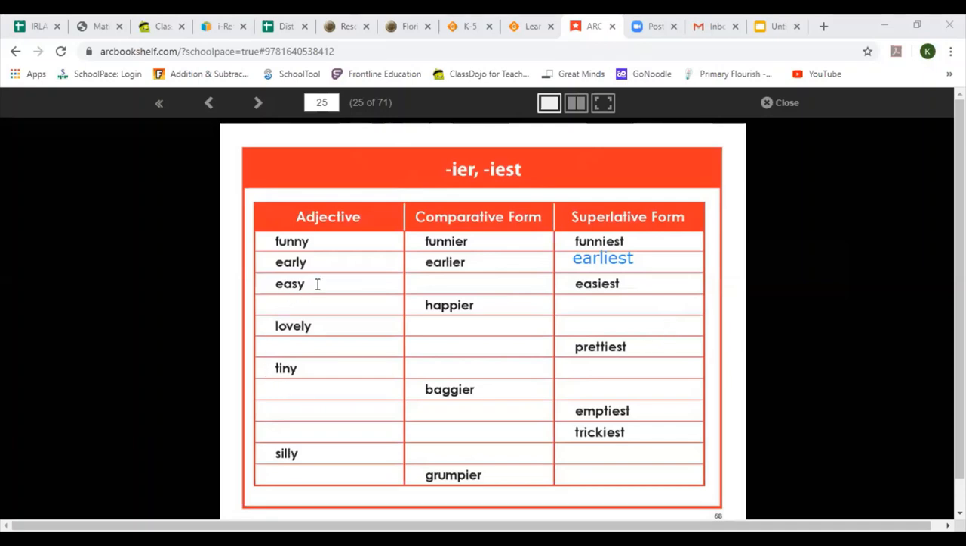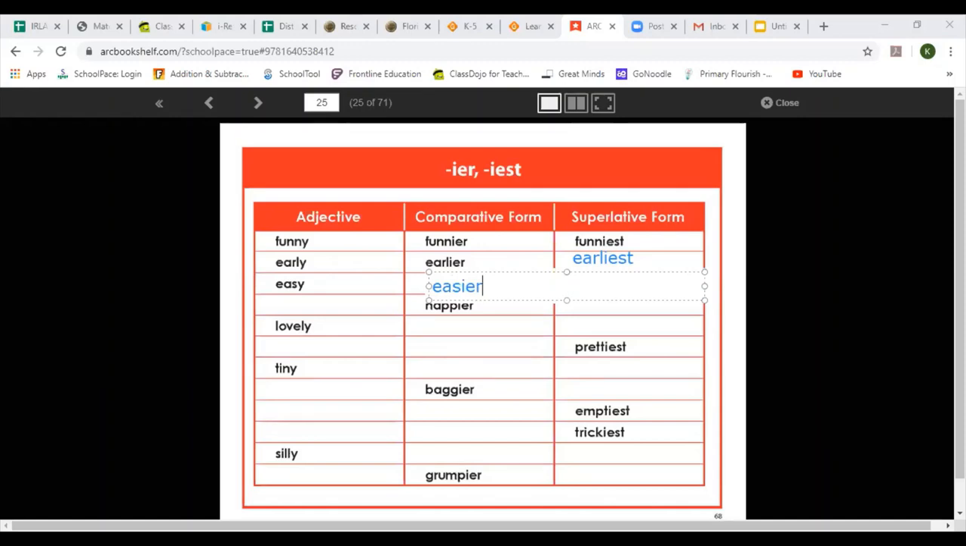The next adjective, easy. In the comparative form, I would add an IER. What's happening when I'm adding the IER? Yes. I am dropping the Y and I'm adding IER. Easy becomes easier. Superlative form is easiest when I'm adding the IEST.